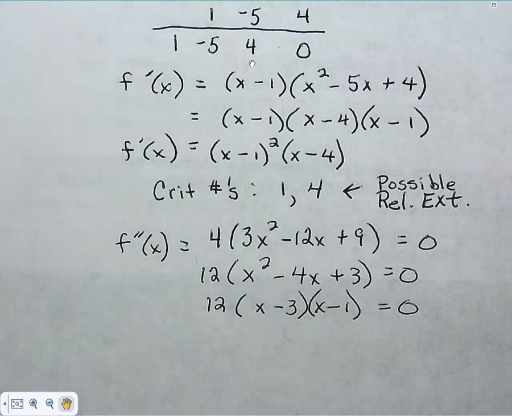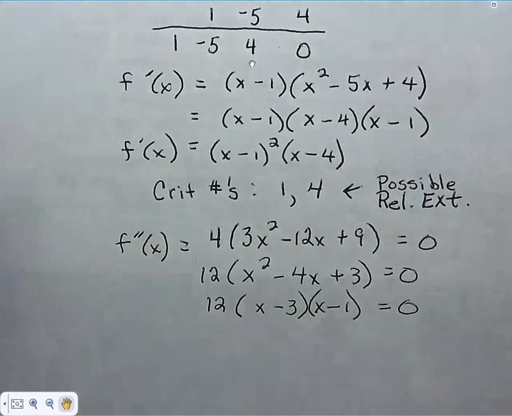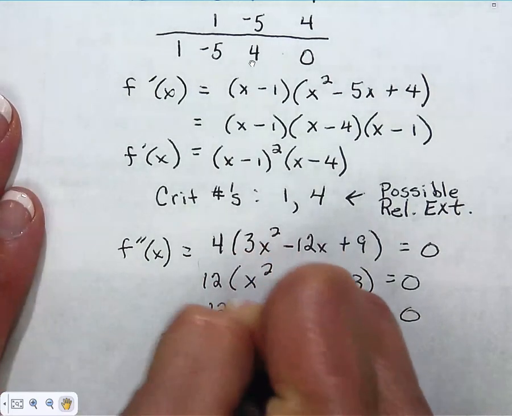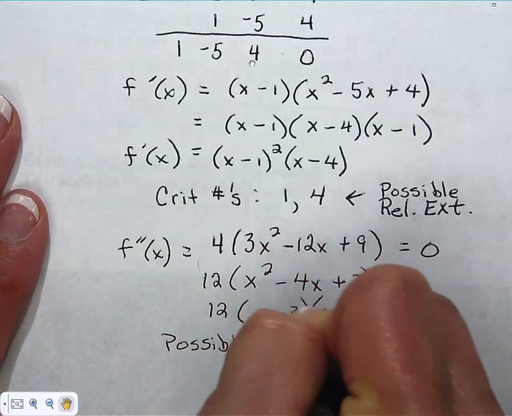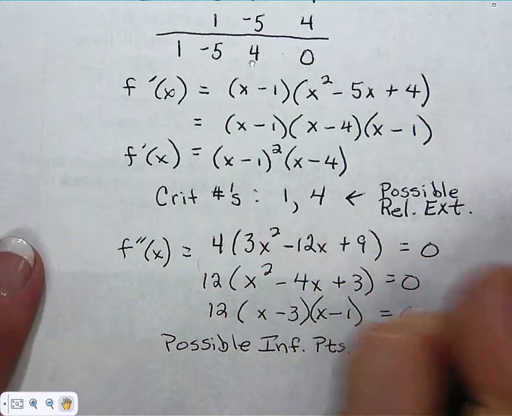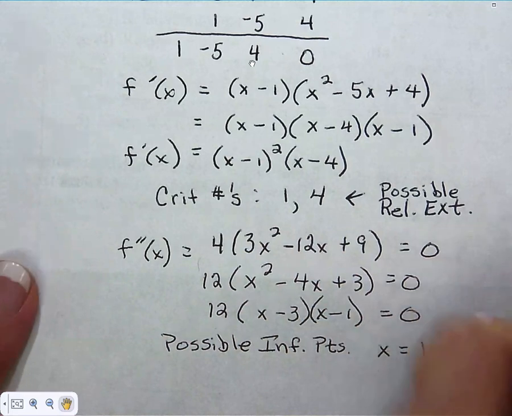So what makes the second derivative 0? 3 and 1, and those are possible inflection points. Hey, 1 is either a relative extrema or a point of inflection. I don't know which. I'll find out which. Possible inflection points are at 1 and 3.